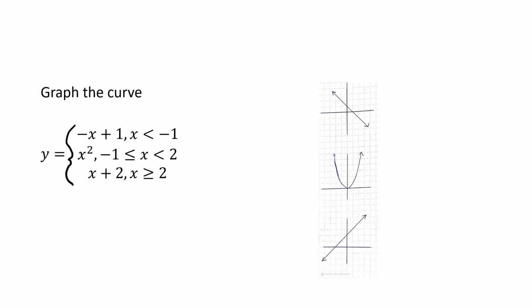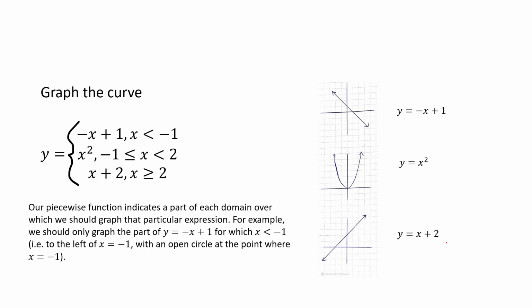Well, what we've got are three different rules over three different domains. We've got y equals negative x plus 1, y equals x squared, and y equals x plus 2. Now, the piecewise function is indicating a part of each domain over which we should graph that particular expression. So, for example, we should only graph y equals negative x plus 1 when x is less than negative 1. So we should only graph that part of it.